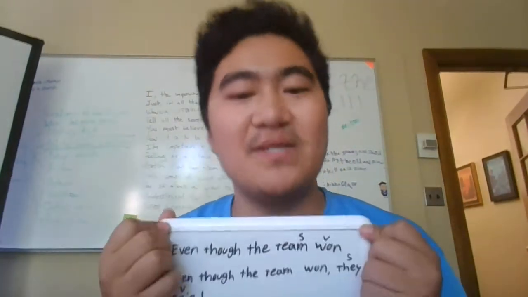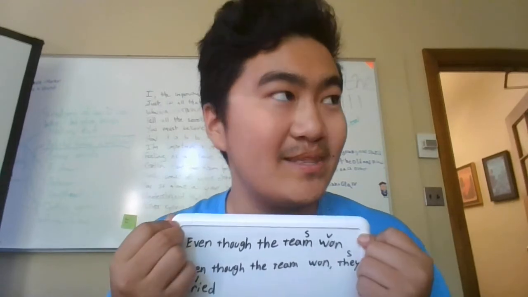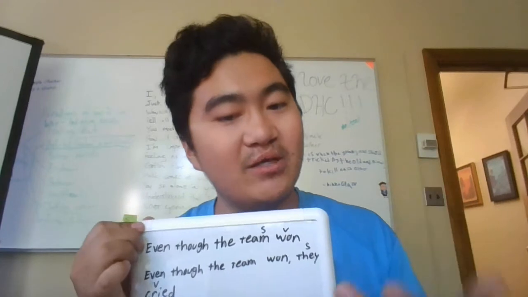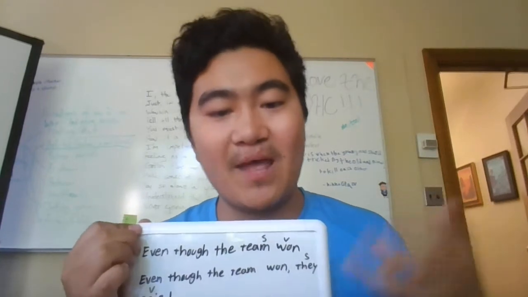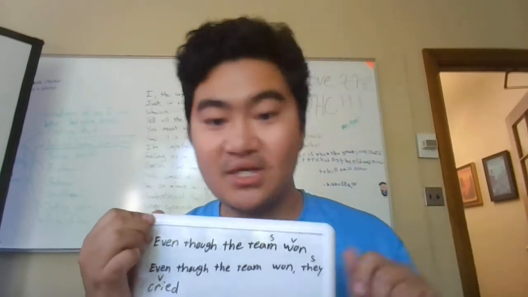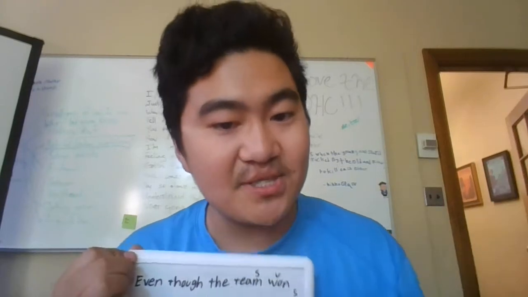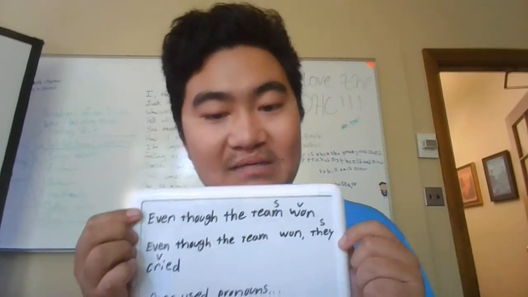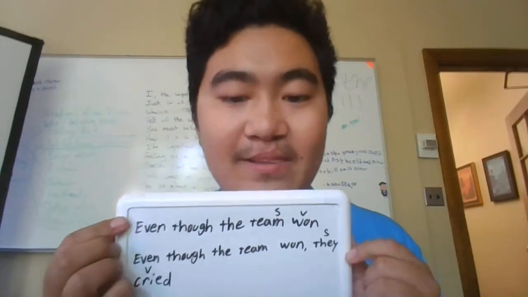So, in this example sentence, which was in the worksheet, I have, "even though the team won," most of y'all highlighted team as the subject, and then won as the verb, which is correct. And then you said that it didn't make sense on its own, which is also correct. So, y'all got all three, which is awesome. And then with the rewrite, "even though the team won, comma, they cried."